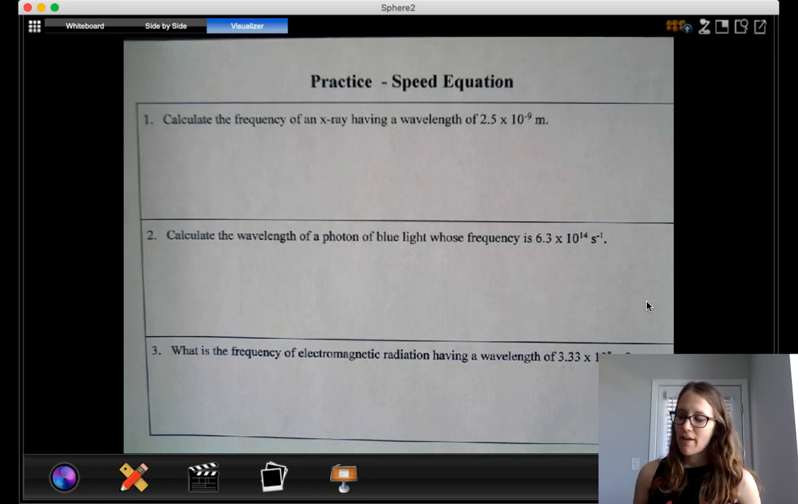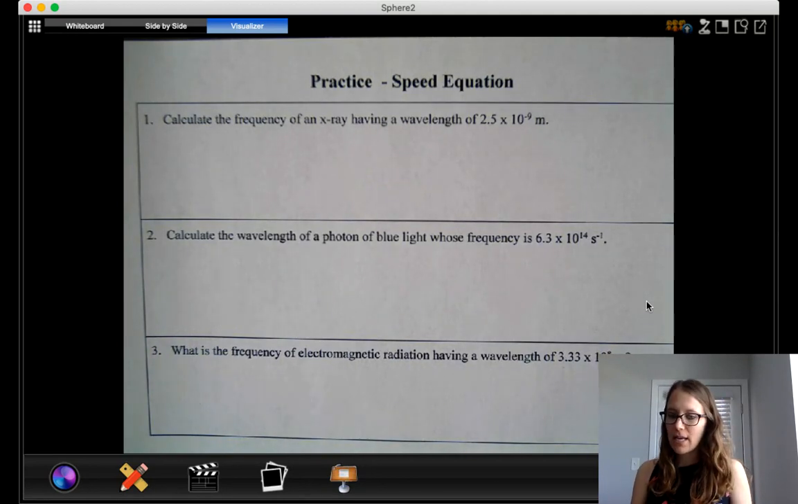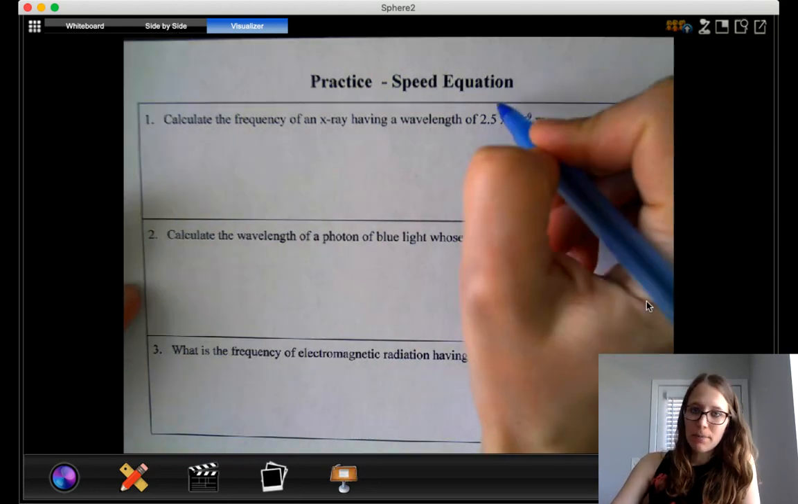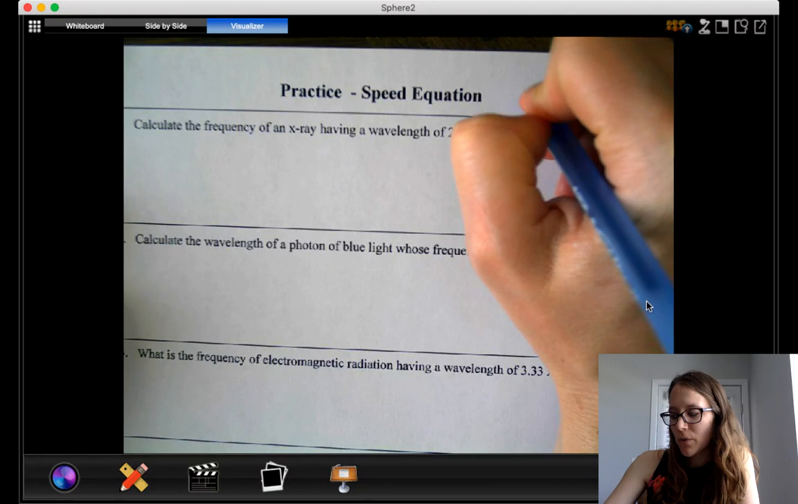So on page 5, there are 6 practice problems. I'm going to do one practice problem from each section, and then I'll have this scanned so that the answers are available for the rest. All right, so practice for our speed equation. Our speed equation was on page 3.